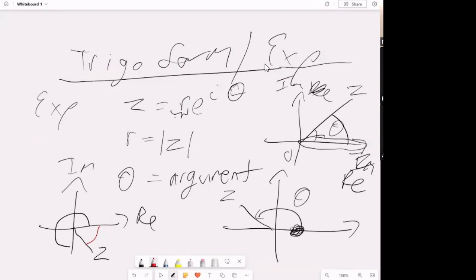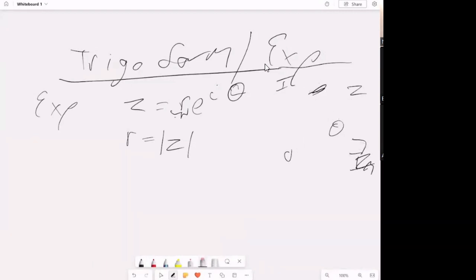So we'll talk about negative and positive arguments later, but just take note that this is the idea of what argument is. So anyways, go back. Right, okay, let's go back. So now that we understand what z and theta is, right?